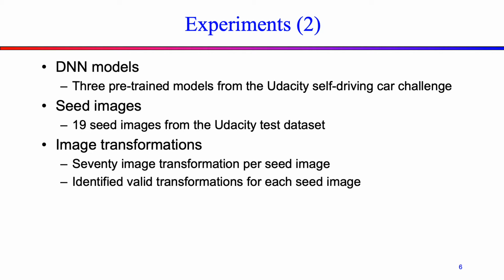For image transformations, we use 7 image transformations, namely blur, brightness, contrast, rotation, scale, shear, and translation, with 10 values per transformation. Overall, we have 70 image transformations that are applicable per each seed image. However, each transformation may not be uniformly applicable to all the seed images. Therefore, we identify a set of valid transformations for each seed image.